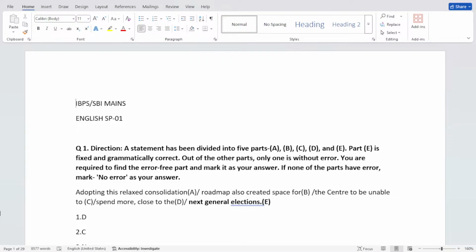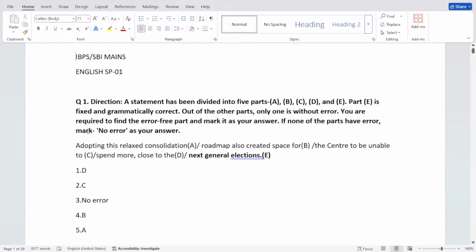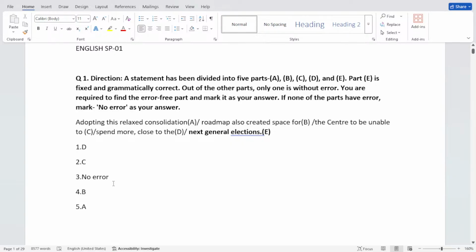Now we are going to start with our conversation along with the questions. First question here: a statement has been divided into 5 parts A, B, C, D, E. Part E is fixed and grammatically correct. Out of the other parts, only one is without error. You are required to find the error-free part and mark it as your answer. If none of the parts have error, mark no error as your answer. This is a pattern.